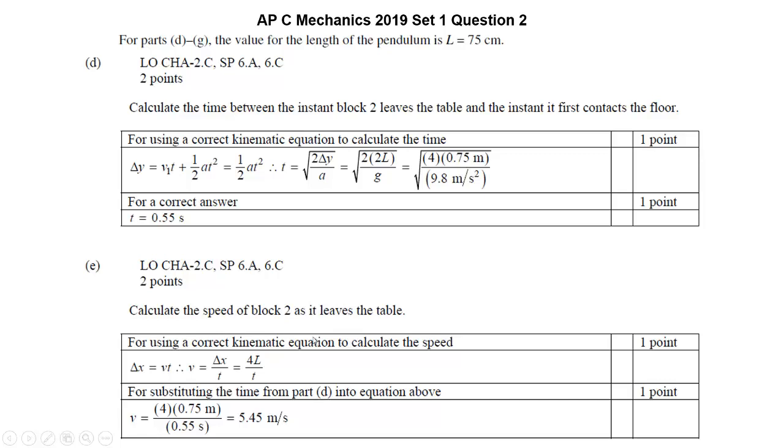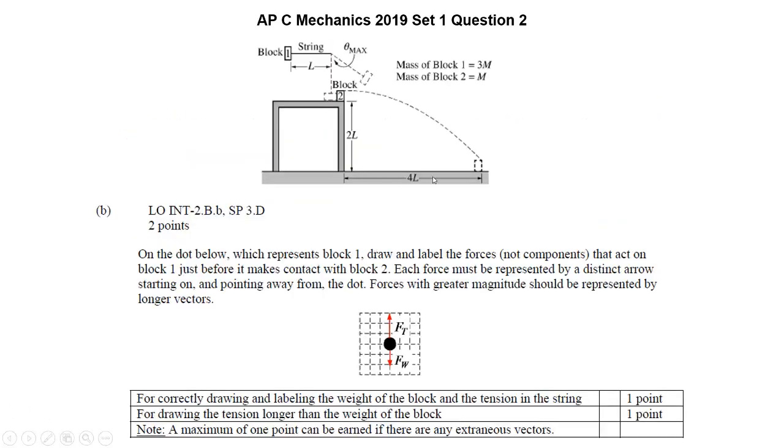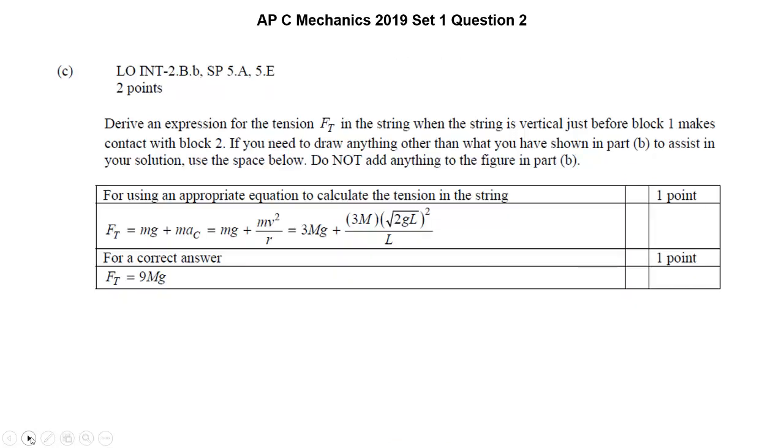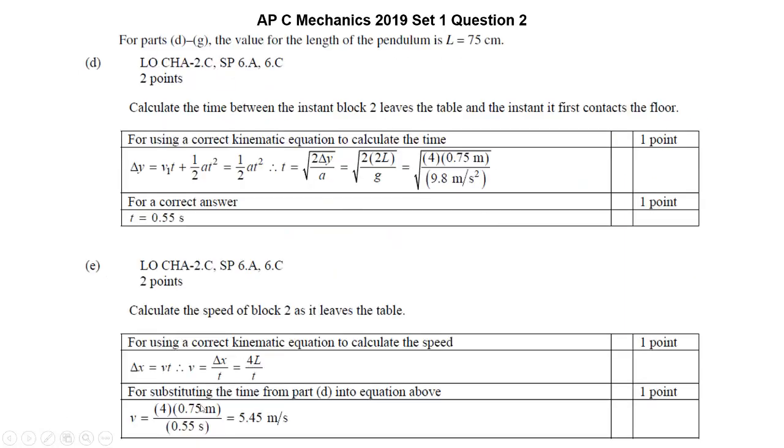Now you want the speed of block 2 as it leaves the table. Well, again, it's horizontal, so that would be Vx. And so horizontally, the speed of a projectile is constant. So we use the constant velocity equation. Horizontal displacement, otherwise known as range, is Vx times t. Solve for Vx. Again, be careful. The range is 4L if we go back to the original picture. Right, range is 4L given to you in the problem. Right, so you get this, and if you plug the numbers in, you get 5.45 meters per second.